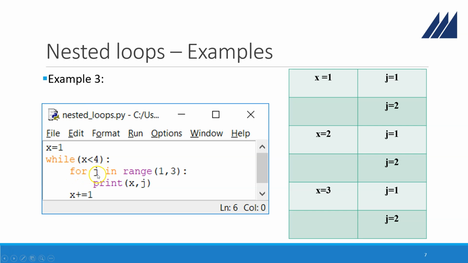Every time I go there, j is going to take one of the numbers over here, the sequence. It's going to be 1 and 2. That's it. It's not going to be 3. And then I'm going to print it. Very similar to what we saw in the previous two examples.